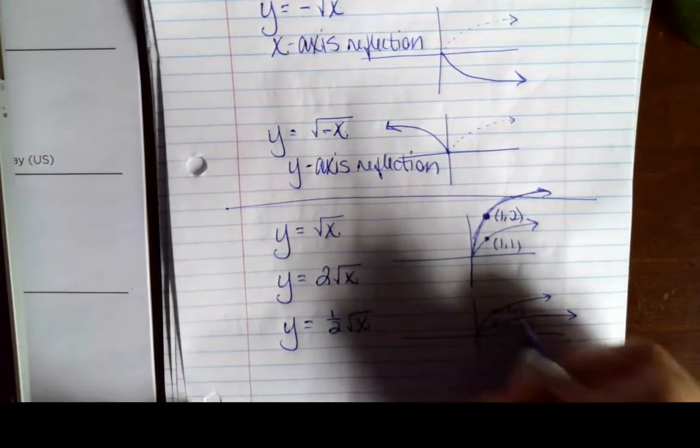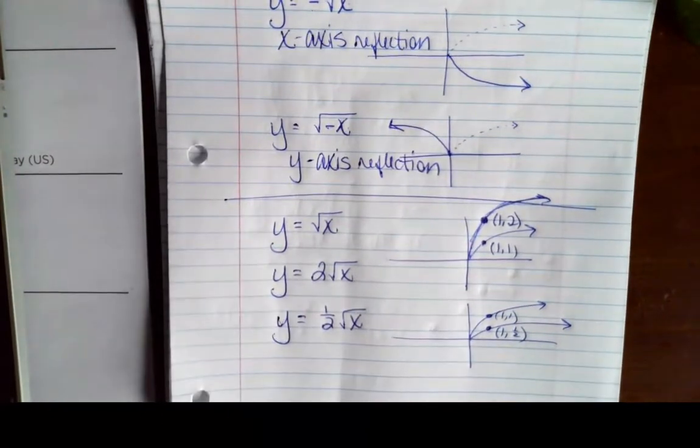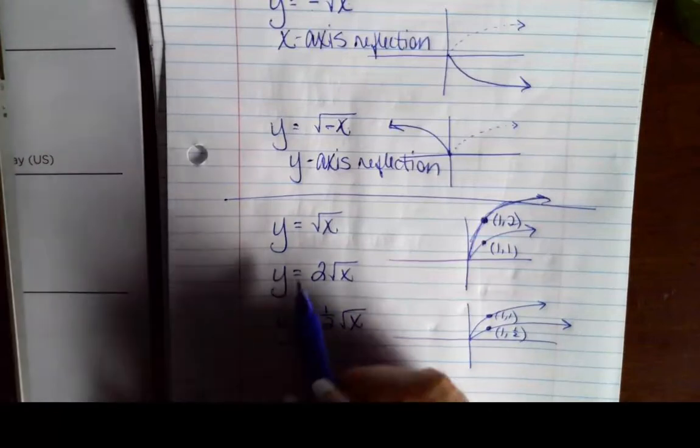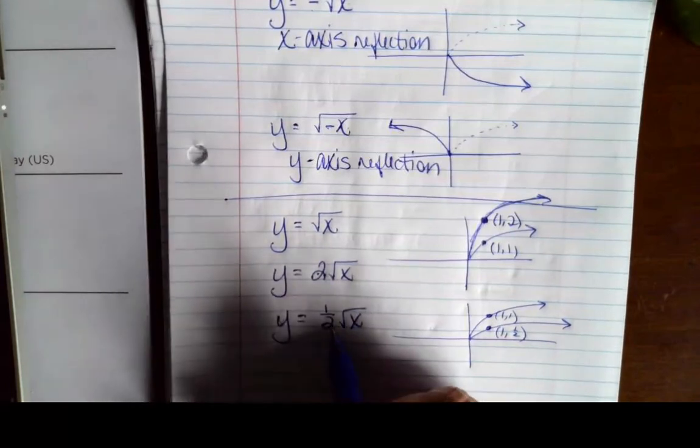So this one is 1, 1, which is where it started, but then I stomped on it and squished it. Okay, so here's the question. How do I know if it's a stretch versus a compress? So a stretch is going to be bigger than 1. A compress is going to be between 0 and 1.